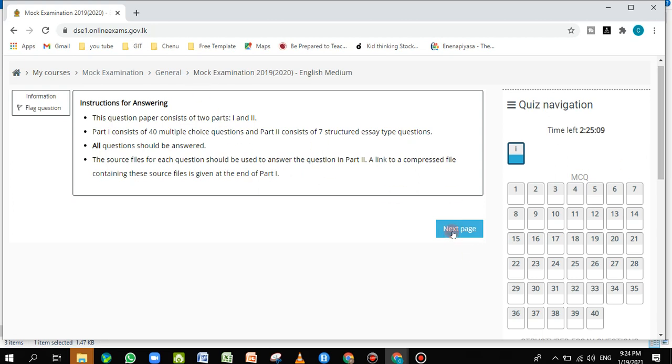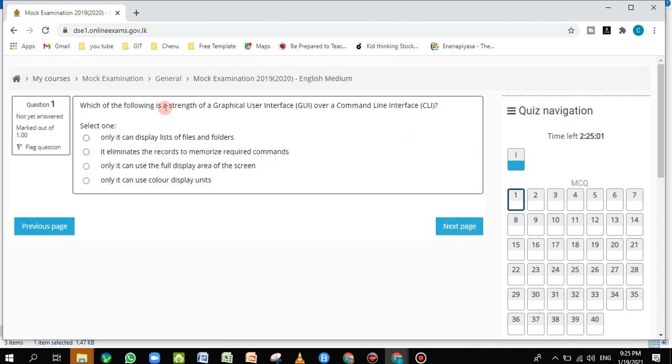Here I can press next page, or I can click on this number 1. I'm going to the next page. Here you can see: which of the following is a strength of a graphical user interface, GUI, over a command line interface? We'll see the answers. Only it can display lists of files and folders, we'll keep that aside. It eliminates the need to memorize required commands, that's true. They are asking which is the strength of a graphical user interface.